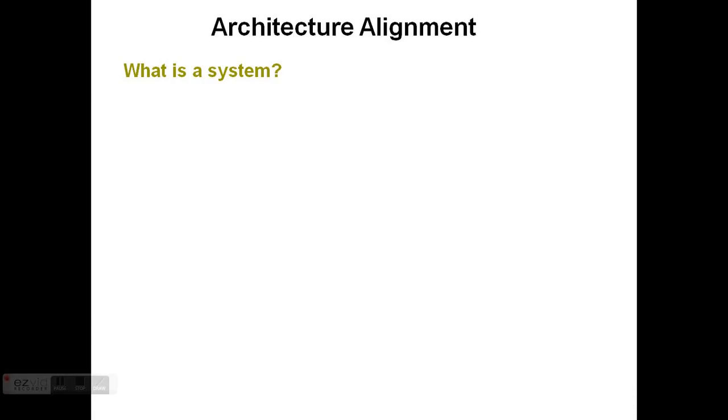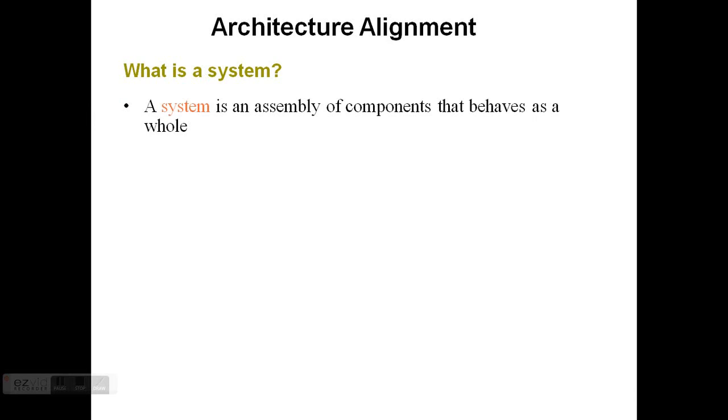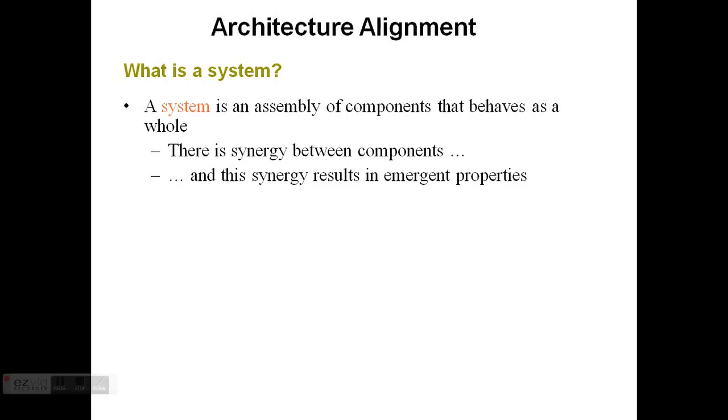business architecture. In this regard, we start with defining the word system. We need to know what a system is and what it is we are trying to align. A system is an assembly of components that behaves as a whole. There is a synergy between components, and this synergy results in emergent properties. So interaction between the internal parts of a system creates or resembles the properties of that system.